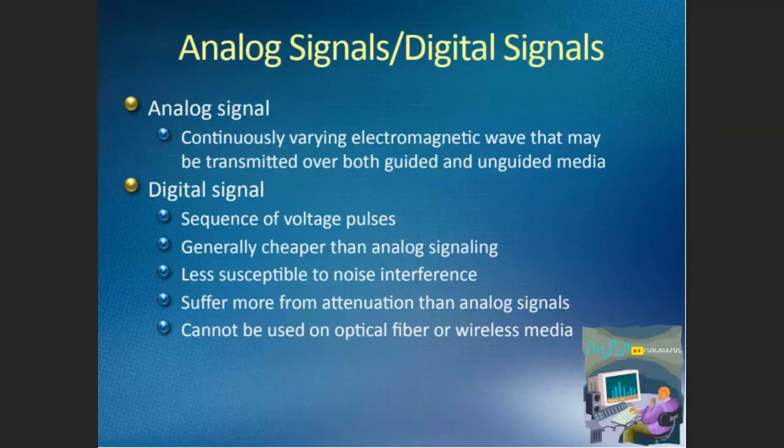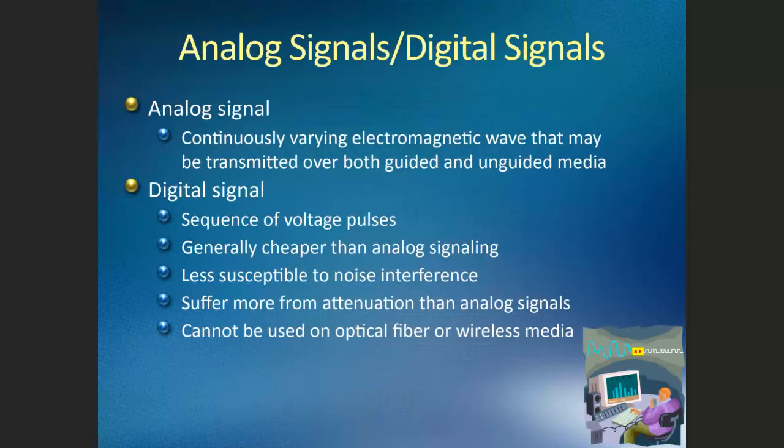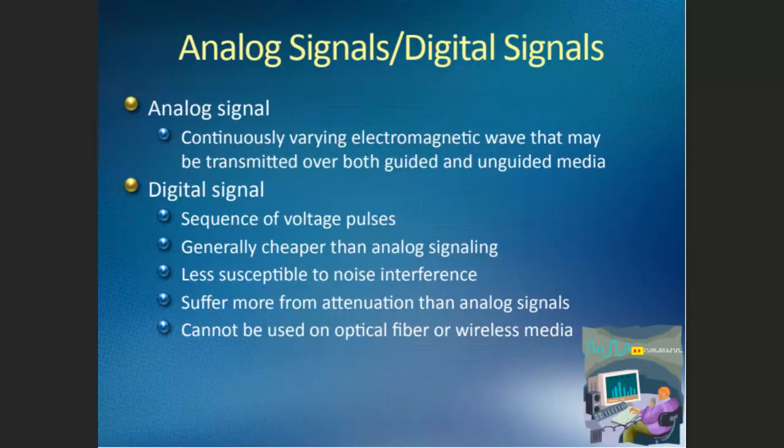Digital is generally cheaper than analog. Analog used to mean analog equipment. Some people have a hobby, but analog equipment used to be very expensive. You go to certain shops to buy these equipments, very expensive, and you have to buy compatible devices. The digital ones are cheaper and less susceptible to noise interference because they are digital, but suffer more from attenuation than analog signals.